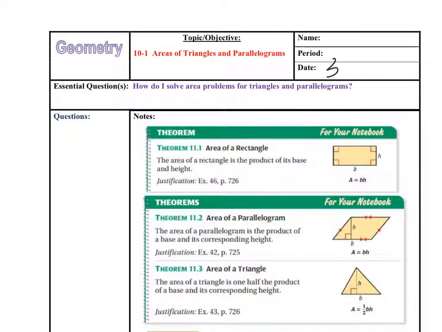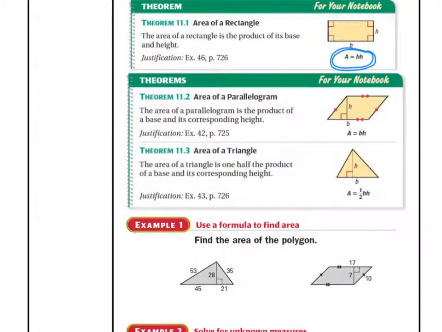Alright, today we are looking at area of triangles and parallelograms. So some of these formulas we already know, so we're going to throw in rectangles as well. The area of a rectangle is the base times the height. So I'm going to circle that as a reminder that I need to continue to remember it.